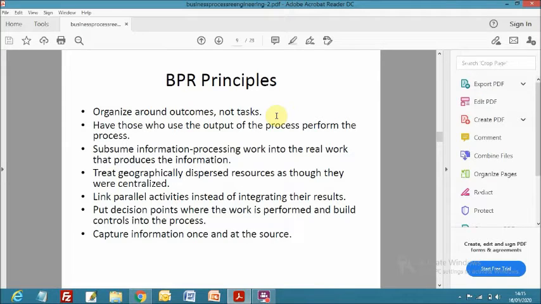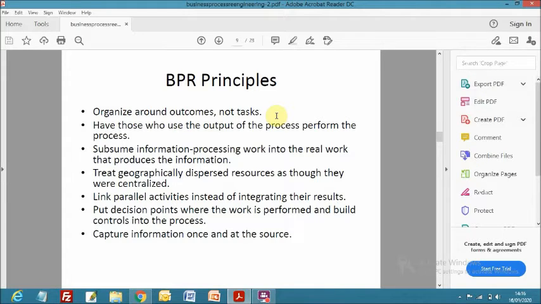Have those who use the output of the process perform the process. Subsume information processing work into the real work that produces the information. Treat geographically dispersed resources as though they were centralized. Suppose we have multiple warehouses located in different cities of the country, so we can think of them as centralized, right? Link parallel activities instead of integrating their results. These are the BPR principles.